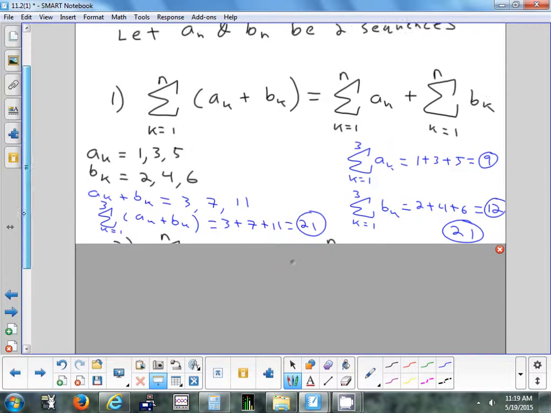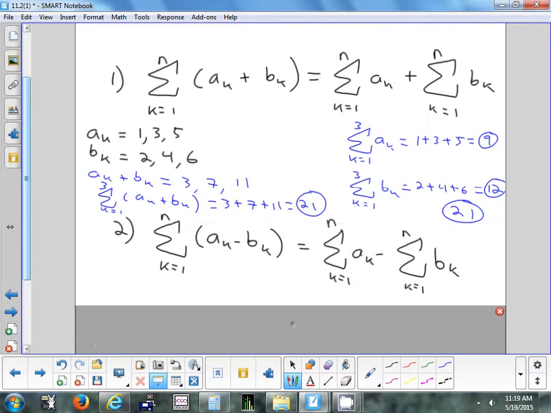Same idea works when you change everything to subtraction. If you want to subtract 2 sequences, either subtract all the individual terms and then add up all the results, or add up all the numbers in the first sequence, add up all the numbers in the second sequence, and just subtract those 2 results. You can do it either way.